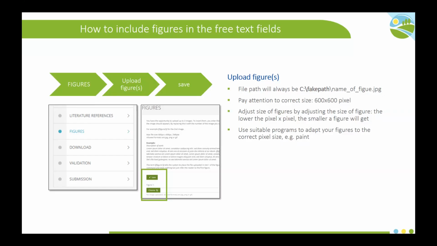So you cannot adjust the size of the figure by saying, okay, I want to have it 3 centimeters in height and 5 in length. You have to adapt it by reducing the pixel size. The smaller pixels you choose, the smaller the figure will get. We highly recommend using suitable programs to adapt your figures to the correct pixel size. Usually you can use Paint or any other program, but Paint is highly recommended. It works quite well. If you have uploaded the figure, you click on Save, and if this is not the correct size, the system will refuse the upload of the figure. Otherwise, it will be saved if everything is correct.